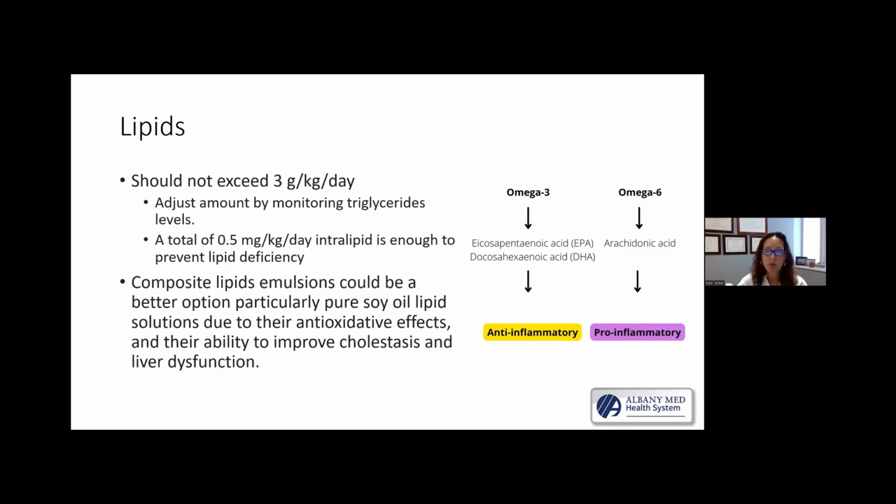And so for infants who are expected to be on long-term IV nutrition, providing different lipid emulsions could help prevent some of the cholestasis and liver dysfunction that we see in these infants on prolonged IV nutrition.